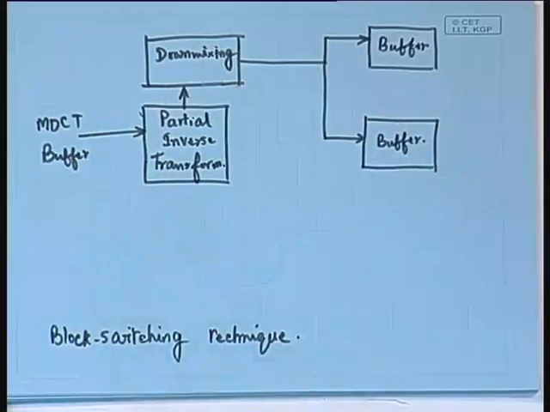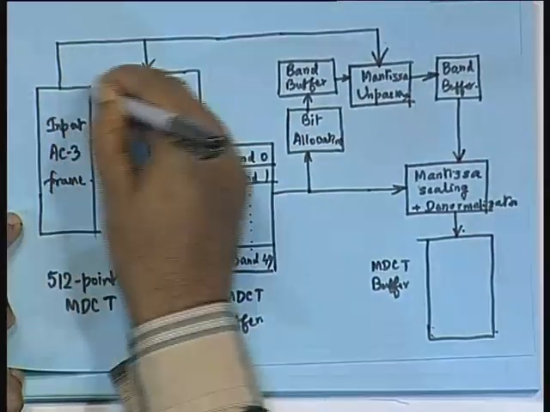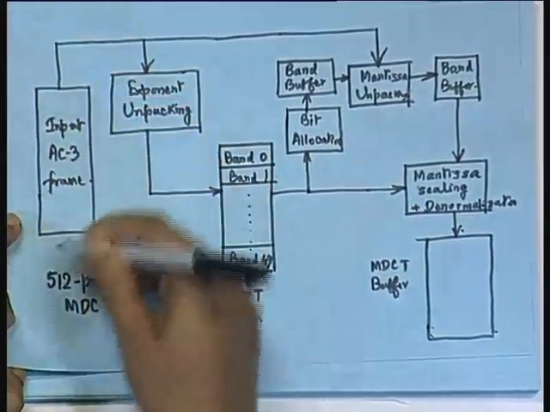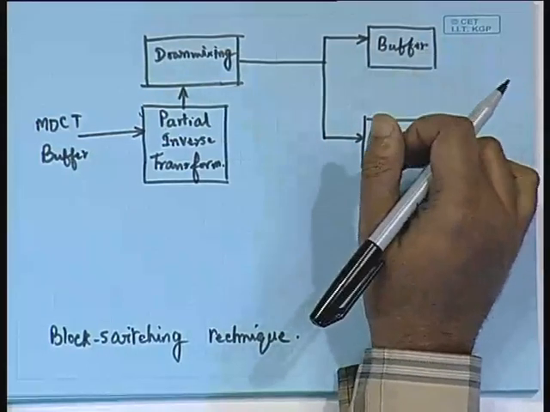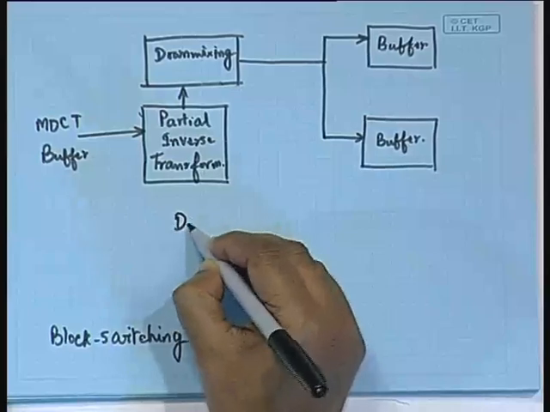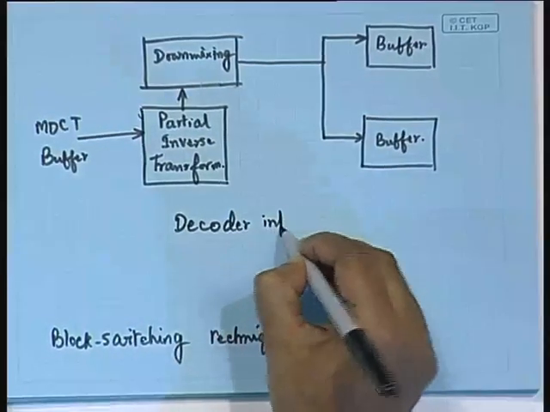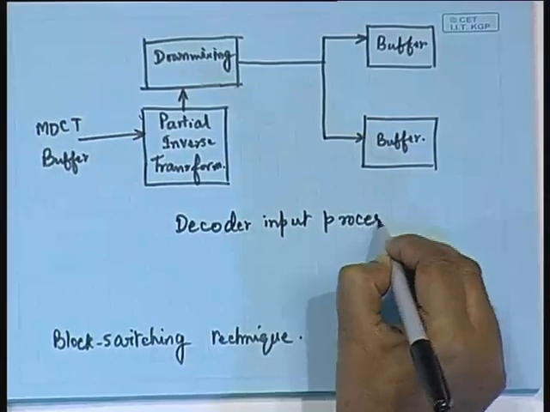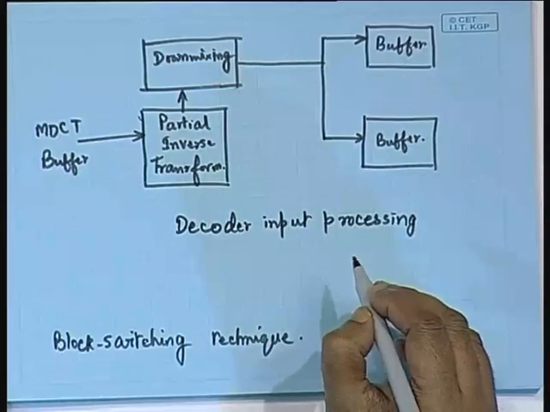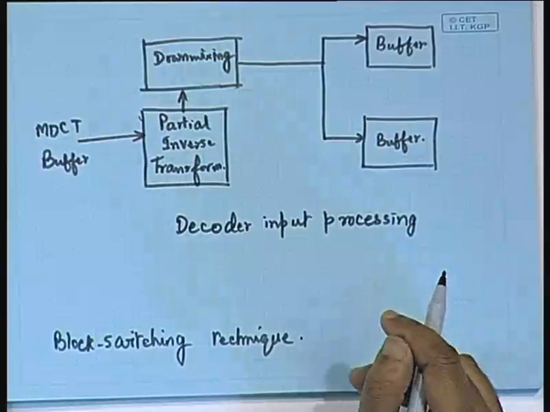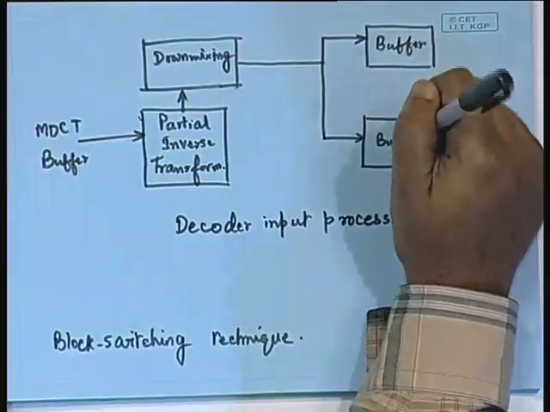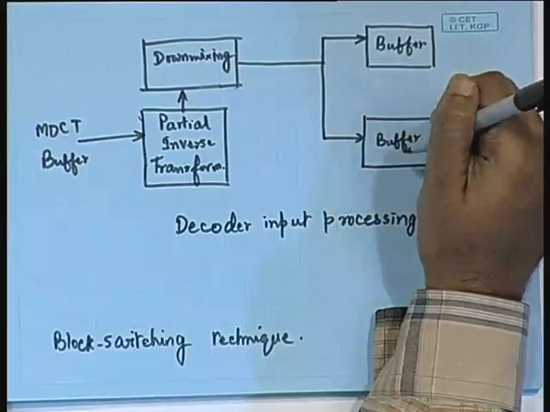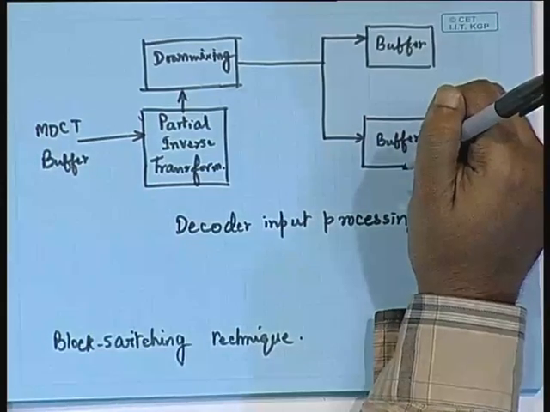So, this whole thing, starting with this input AC3 frame and storing the partial inverse transform information into this down mix buffer, this entire thing realizes what is called the decoder input processing. Mind you, this has not realized the PCM signals back, because what we want to achieve at the decoder is to get back the PCM samples. But so far, we have not obtained it, because we have only stored it into the buffer, but we have not yet obtained the PCM output.